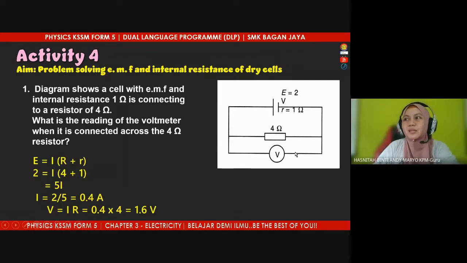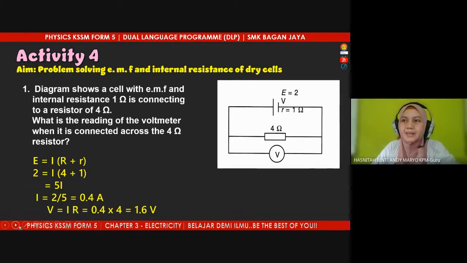So you can see here, the voltage reading here is lower than the EMF of the battery, which is 2 volt. Okay, are you okay with question 1? Can you follow, understand the solution for question 1? Find the current first. The idea is to find the current flowing first from this equation E equals I(R plus r). And then we can find the voltage reading here from Ohm's law equation.